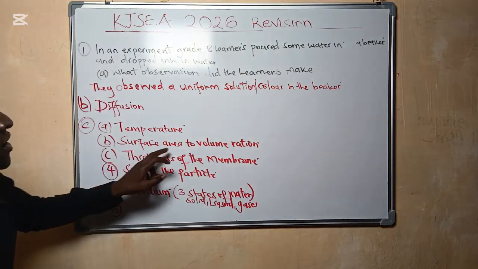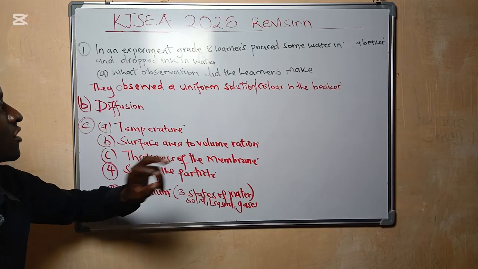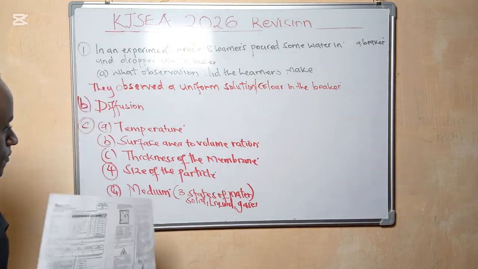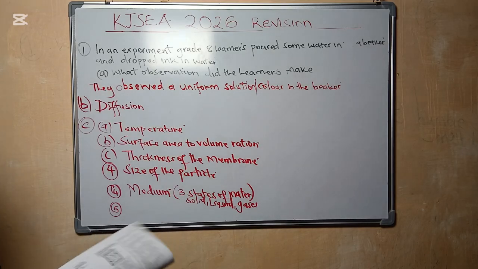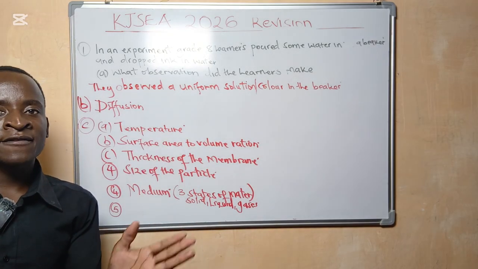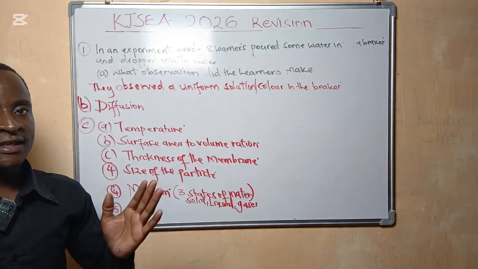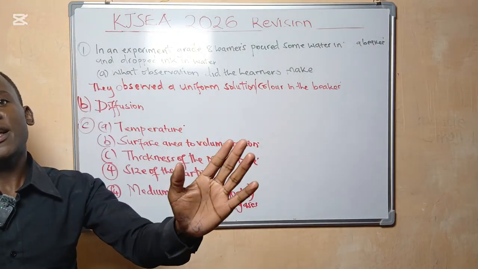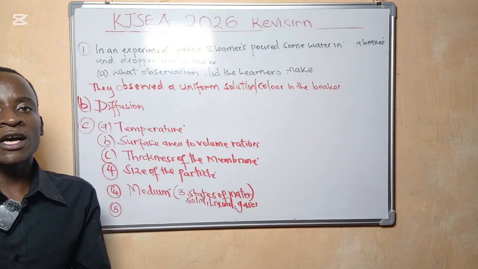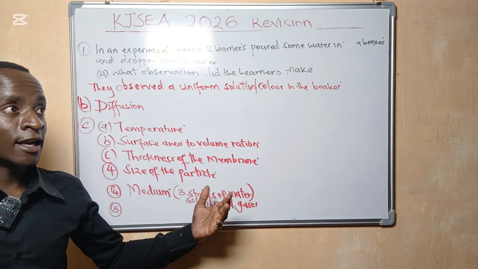How does the surface area to volume ratio affect the rate of diffusion? An increase in surface area to volume ratio increases the rate of diffusion. This explains why diffusion is faster in small organisms compared to large organisms.